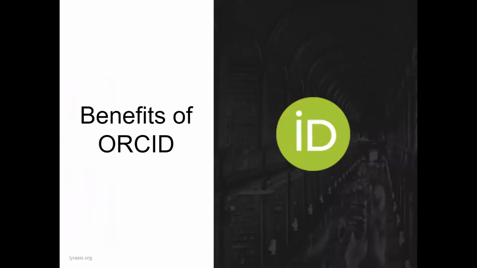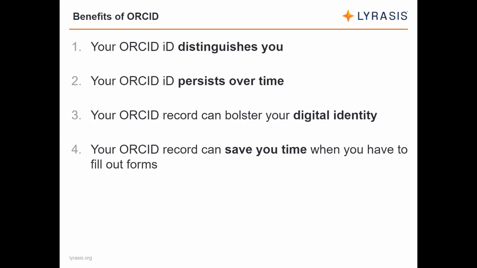But let's go into a little bit more depth about why this is important and how it can benefit you. So your ORCID ID distinguishes you from others. It persists over time, even if your name changes or if anything else in your life changes, like if you switch jobs. Your ORCID record can really help to bolster your digital identity, and ultimately your ORCID record can save you time when you have to do things like fill out forms that ask for information about you and your activities.